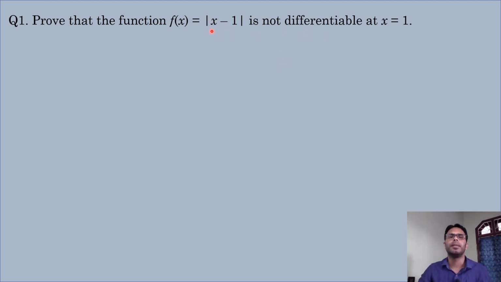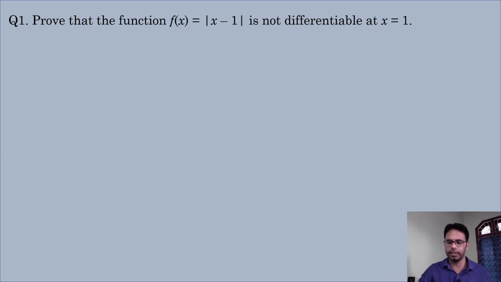This time it is mod x minus 1, so the point will be x equal to 1. Just consider this x minus 1 as equal to 0, then it will imply x is equal to 1. So the point is therefore taken as 1. So this function is not differentiable at x is equal to 1.